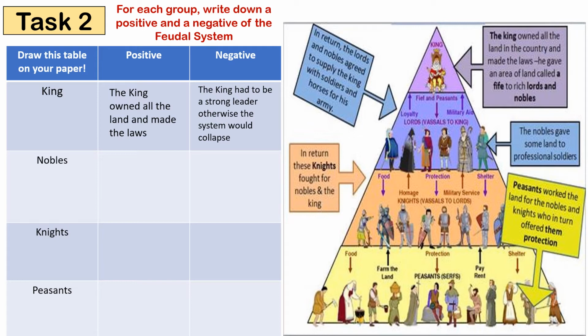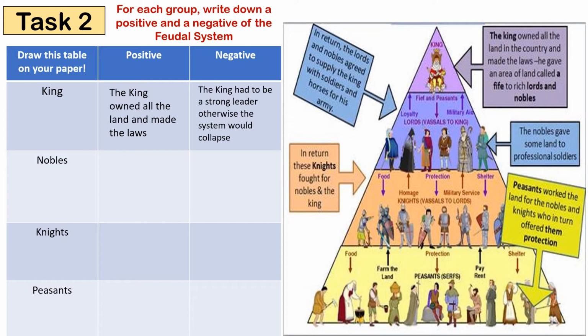If the king wasn't really doing a good job, the people below him can stop giving him money and they can stop doing the services that they need for the king to remain in charge. This was a real problem and it was up to the king to make this feudal system work.